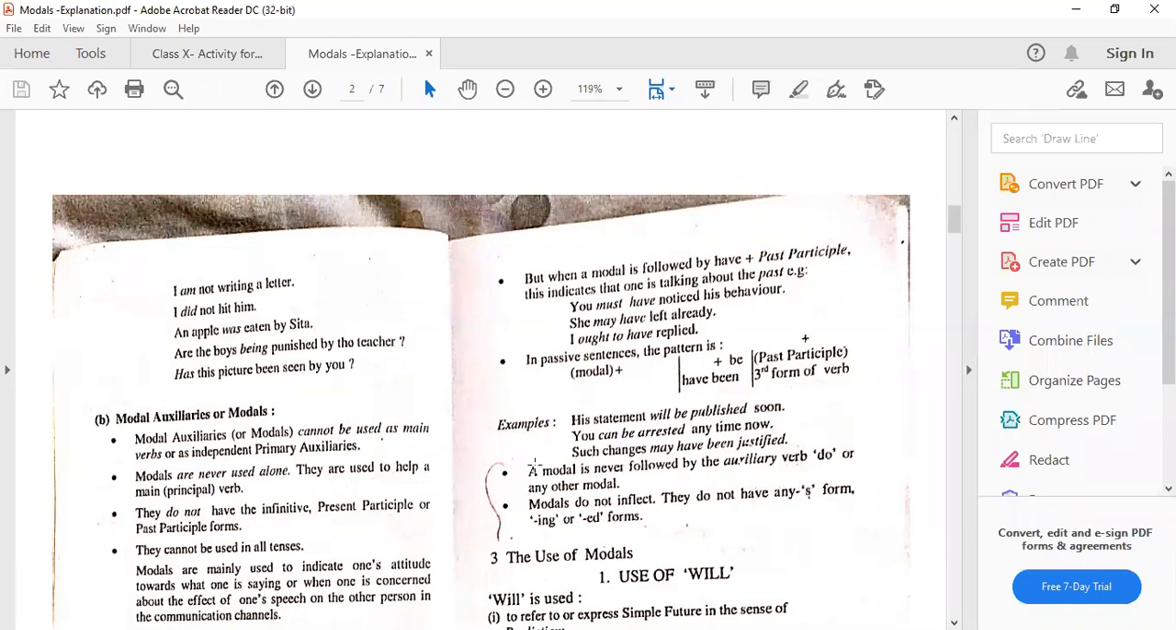Then a modal is never followed by the auxiliary verb do or any other modal. Any modal verb is never followed by do as an auxiliary verb, that means as a helping verb. Modals do not inflect, means they do not have any s form, ing form and ed form. As we have discussed earlier, there is no to infinitive, no present participle, no past participle. The same form: we cannot use s with this, we cannot add ing with this, we cannot use ed.